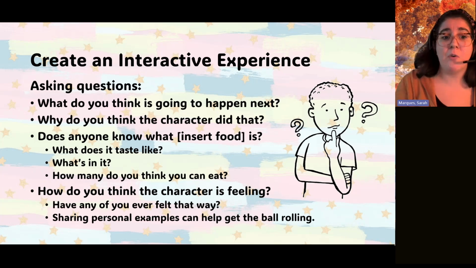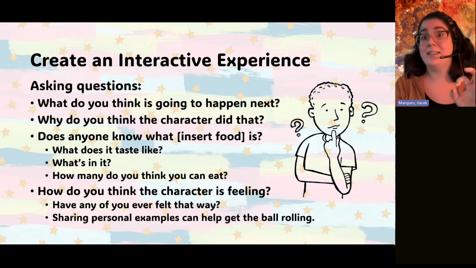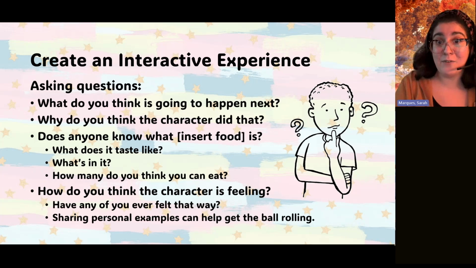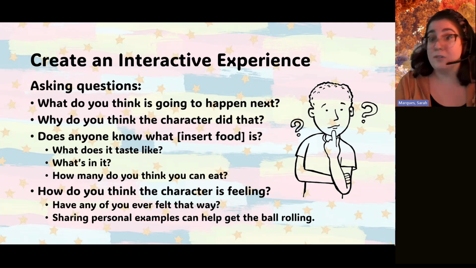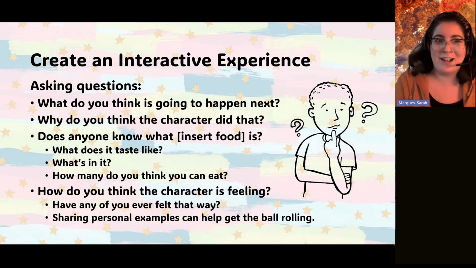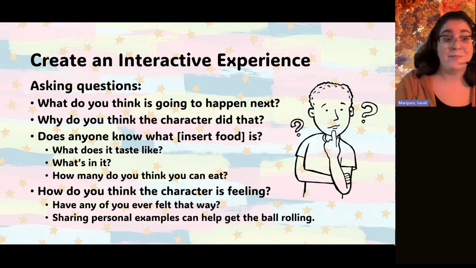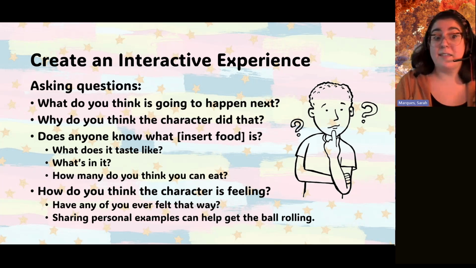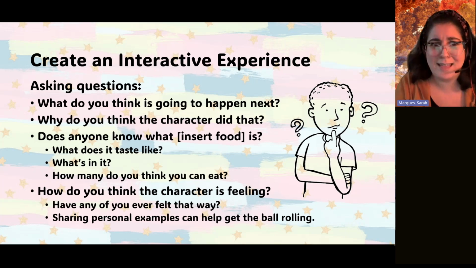Does anyone know what insert food is? This is really great when it's food that may be considered ethnic, to introduce new foods and cultures. And if a student is part of that culture, they can share a bit of their culture with the class. So what does it taste like? If someone is eating this food, what does it taste like? What's in it? How many do you think you can eat? If it's a dessert, they can say 1,000,000.